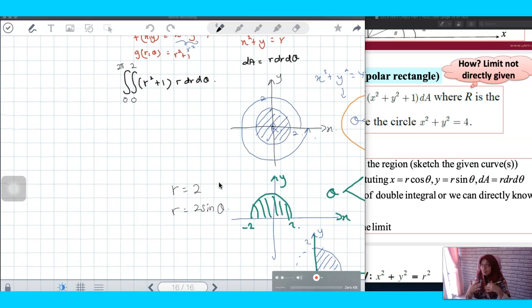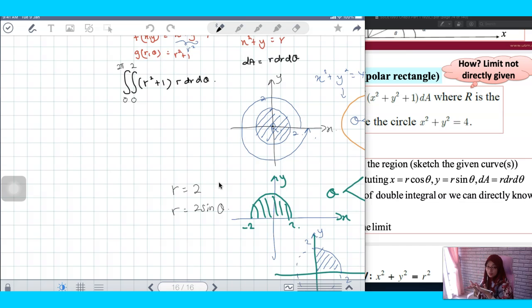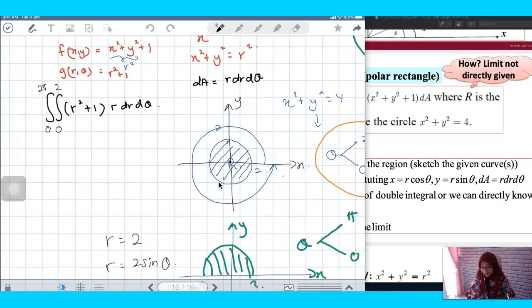If I give you a quick question in a quiz, for example a circle centered at the origin, you know that your r should be constant. But if I give you another polar equation where the graph is not a circle centered at the origin, then you know that the limit of r, of course, is a function.